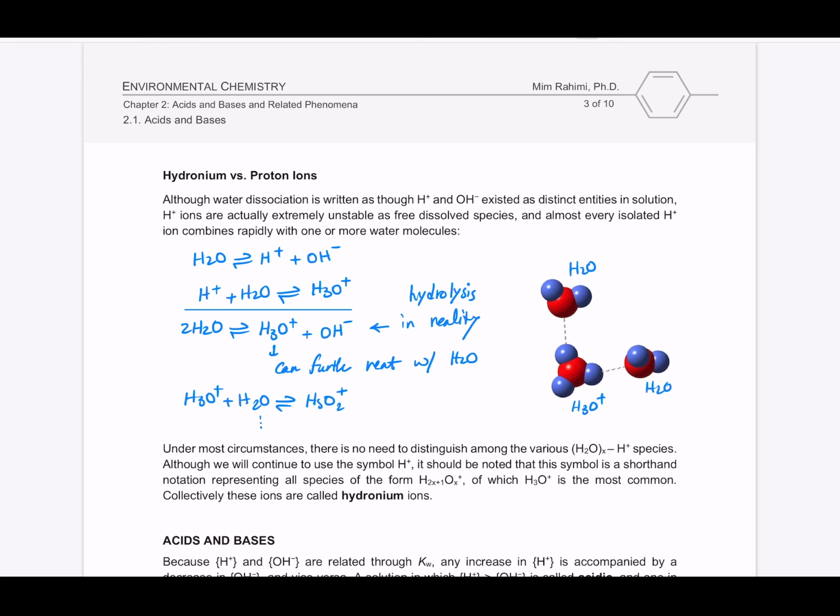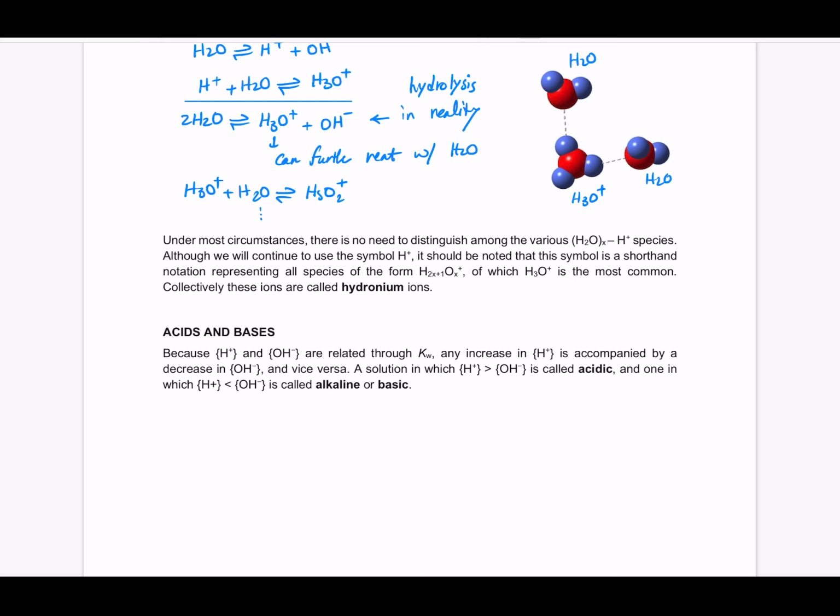So now we have information about water electrolysis as the key component, as the key reaction. In acid-base, we can define acid-base in very simple terms. We know H plus and OH minus are related to Kw, always. The product is Kw. So any increase in H plus means a decrease in OH minus and vice versa.